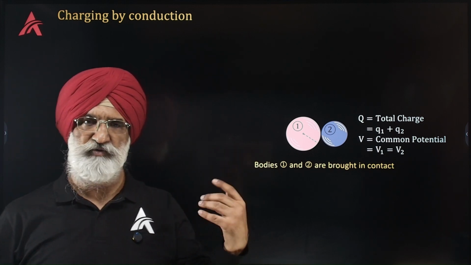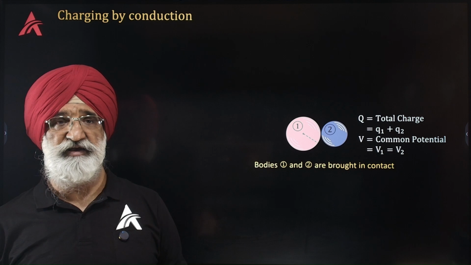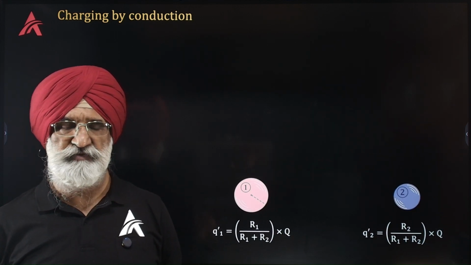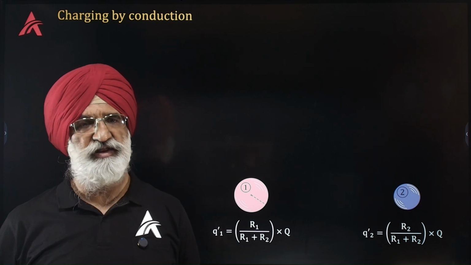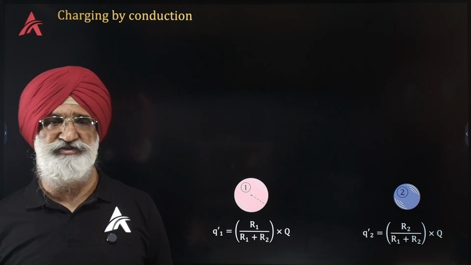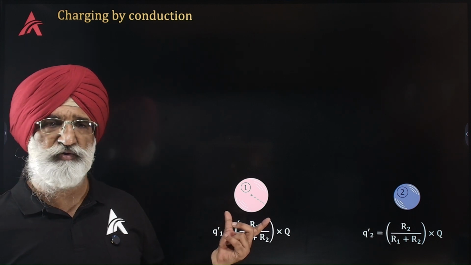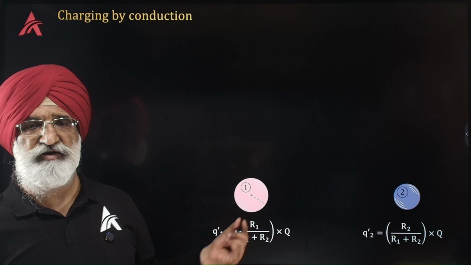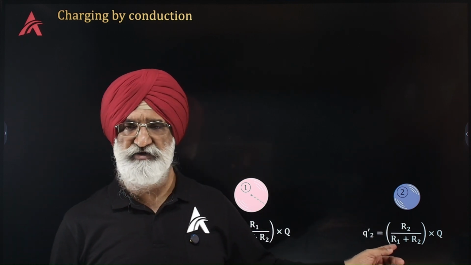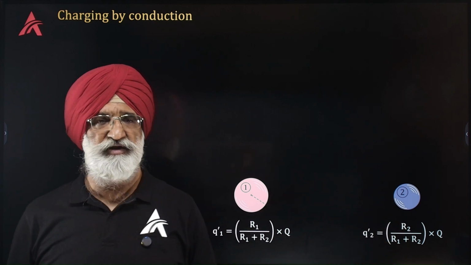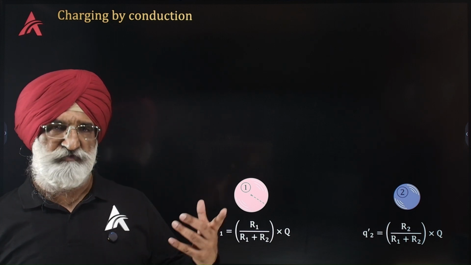The charges may go from body 1 to body 2, or from 2 to 1. Now when the two bodies are separated from each other, the charges will be redistributed according to the radius. The one which is bigger in radius will have more charge, the one which is smaller in radius will have less charge, irrespective of what they had earlier. Body 1 was earlier having a charge of q1, now the charge will be q1 dash, which is r1 upon r1 plus r2 into q, where q is the total charge present on the two bodies. The final charge on body 2 will be q2 dash, which is r2 upon r1 plus r2 into q. This is how the charges are redistributed due to conduction.